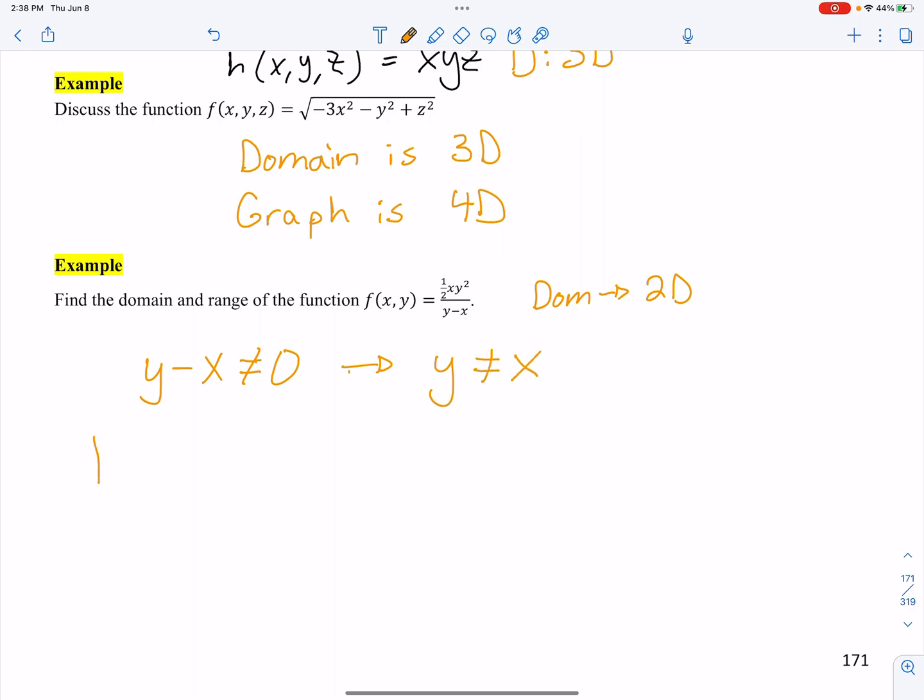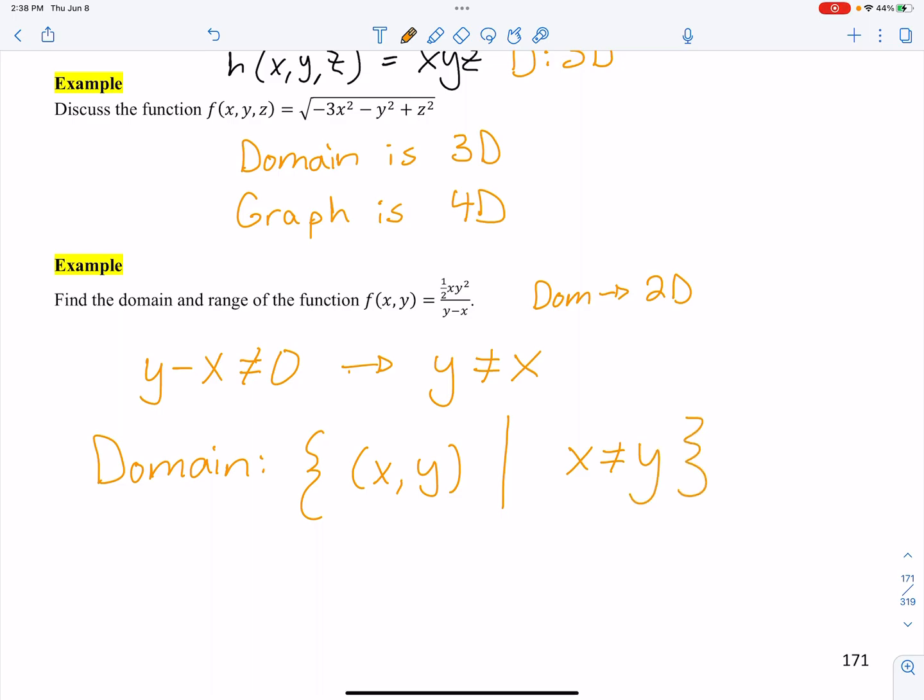So my domain, that's the only restriction. I can plug whatever I want into the top, right? I can multiply x and y. I can square y, and I can multiply it by x and multiply it by half. There are no numbers that I can't do that on. So the domain, we know it's 2D, so I have x and y. That makes sense why it's 2D. So this is the set, that's what that means. The set of x, y such that, that's what the vertical bar means, x can't equal y.